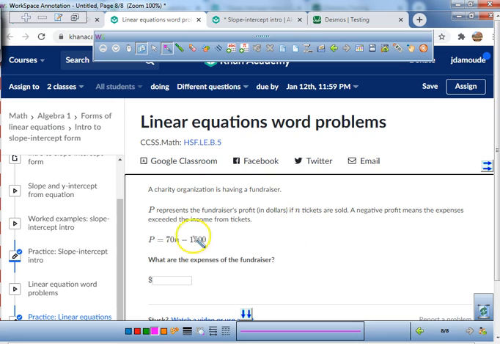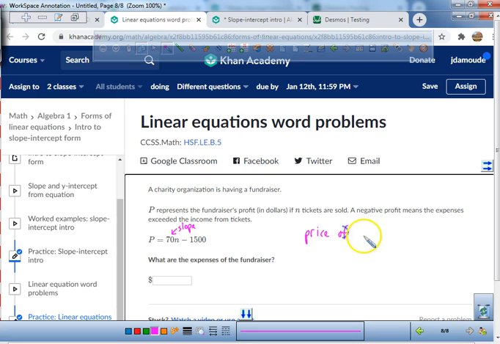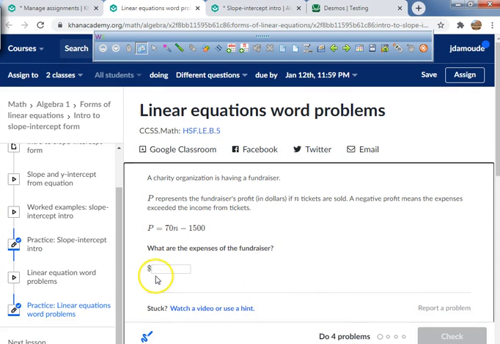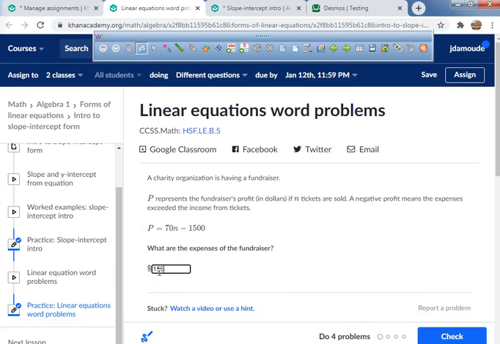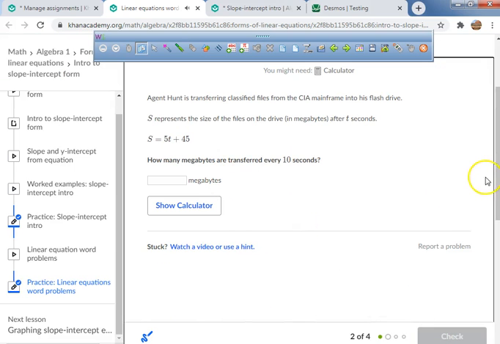How much do the tickets cost? Wow, this is an expensive fundraiser. That's the cost of the ticket. That's the slope. So I'm going to write down the price of a ticket is equal to $70. It better be a nice fundraiser. What were the expenses? How much do they have to overcome? The expenses are $1,500, but you're not going to put a negative $1,500. They just have to overcome an expense, which is money they've got to pay back because that's what it cost to build it.